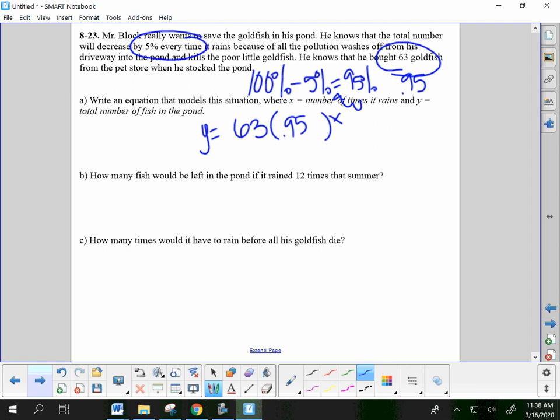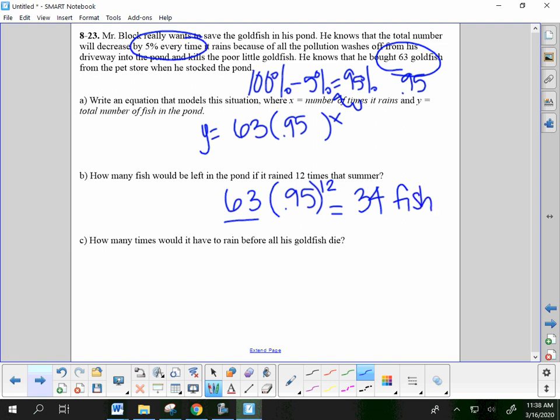How many fish would be left in the pond if it rained 12 times that summer? So you could multiply by 0.95 12 times, or you could do 63, because that's my initial value, times 0.95 to the power of 12. And you should get 34.04, or really, because it's fish, 34 goldfish are left.